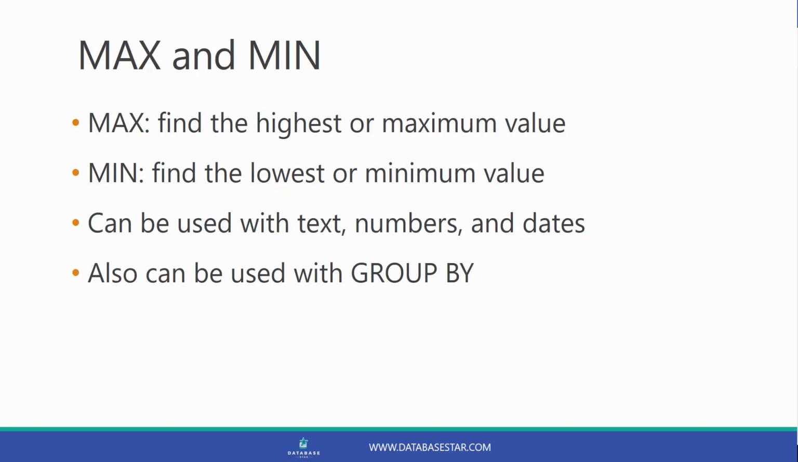The max function finds the highest or maximum value. The min function finds the lowest or minimum value. They work in the same way as sum and count, but they can be used with text, number, and date values. They can also be used with group by. Let's see some examples of this.